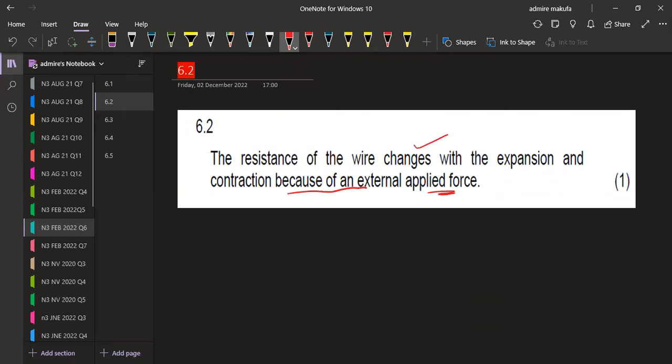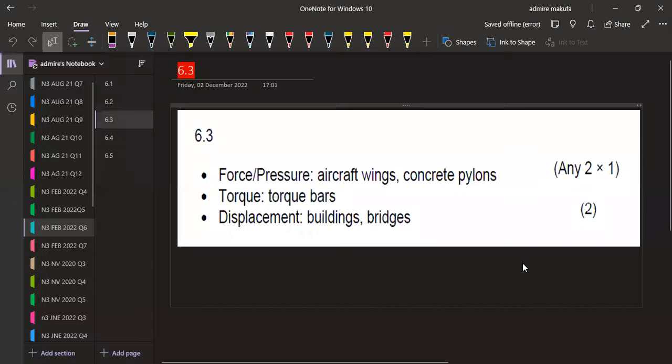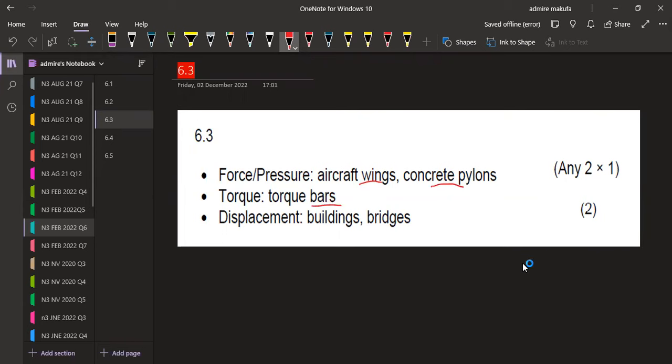Then on the other part of the question on 6.2, we are given to give 2 applications of a strain gauge, the same strain gauge that we had on the description. What are the applications? So we are going to just take any 2 from these ones. It can be applied on force or pressure, that is aircraft wings or concrete pylons. Then on torque, that is when dealing with torque bars, that's where we can have strain gauges. On displacement, that is buildings, bridges. If you go to those bridges that we have, they use the strain gauge operation.